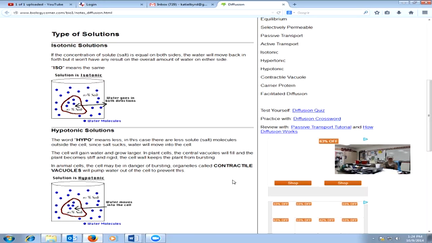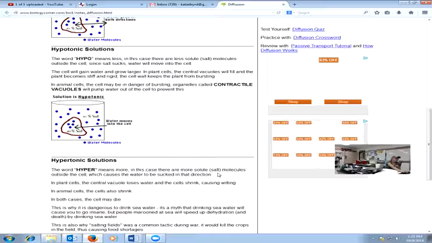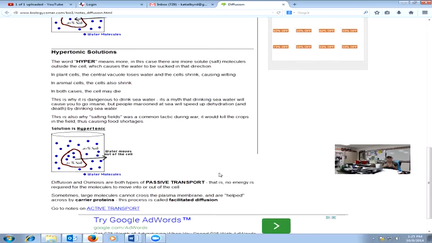Okay, hypertonic solutions. The word hyper means excessive or more. I always think of excessive energy, somebody who's hyperactive, with more energy. In this case there are more salt molecules outside the cell, which causes the water to be sucked in that direction. So if I give that IV, that fluid has more salt or sodium in it than the inside of our cells. And remember, water follows salt. So if there's more salt outside the cell, it's going to pull water from inside the cell to equal out that concentration.